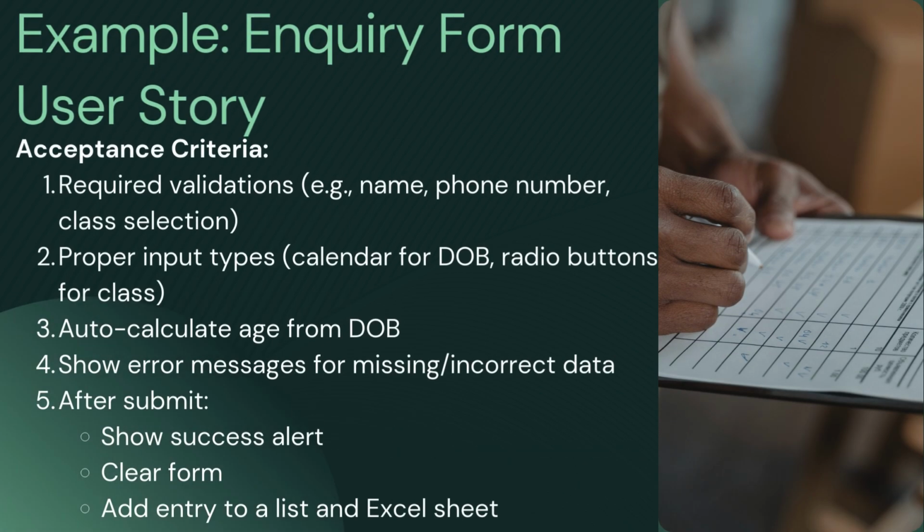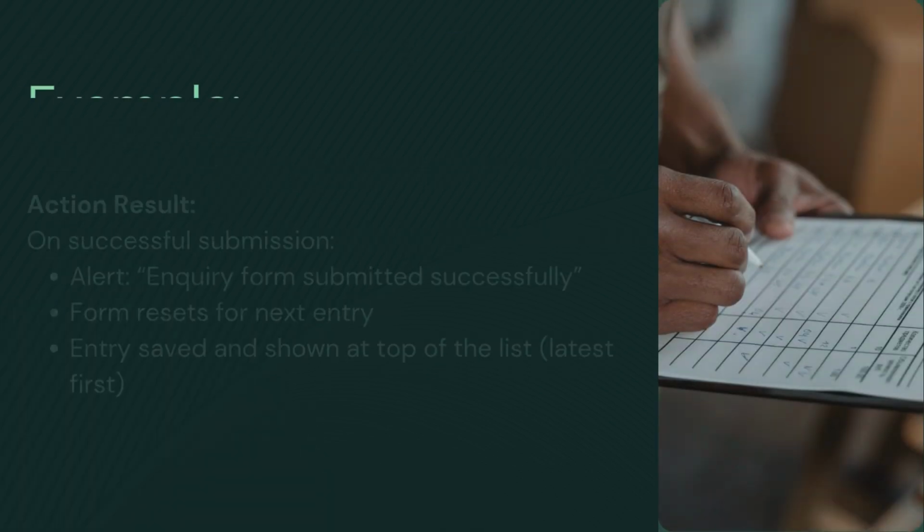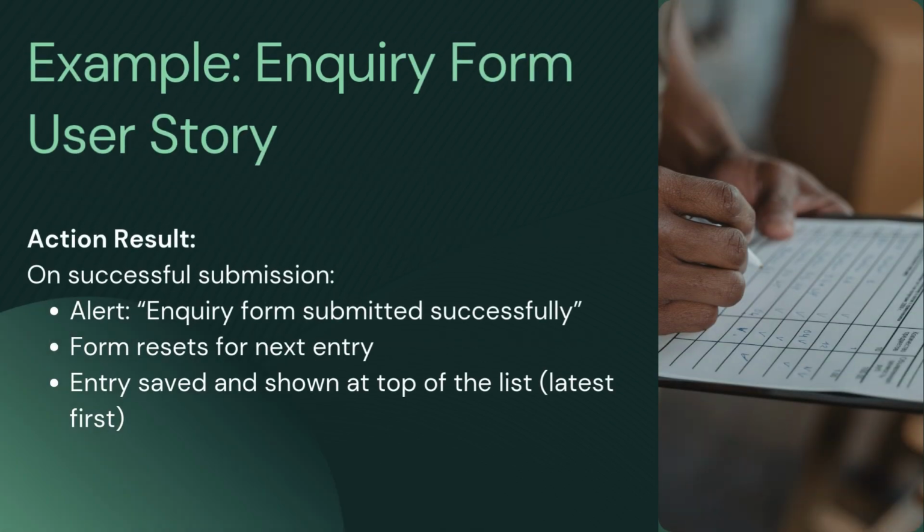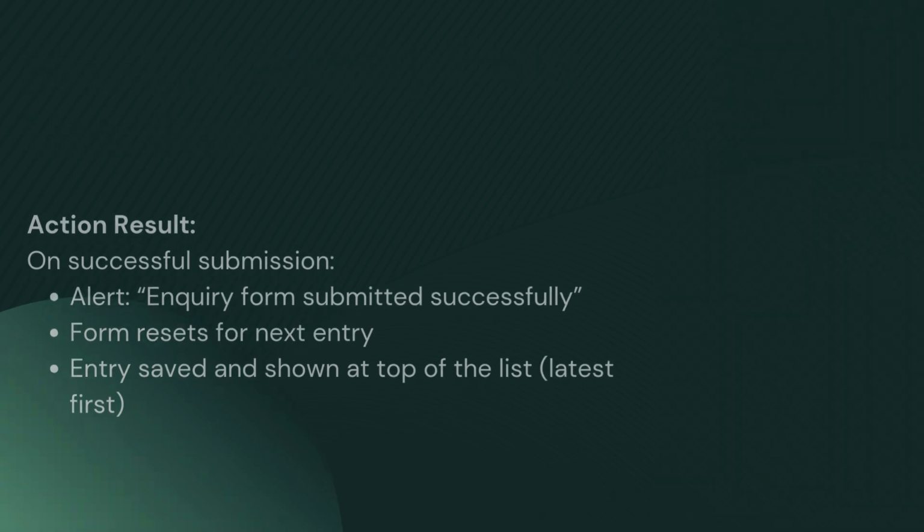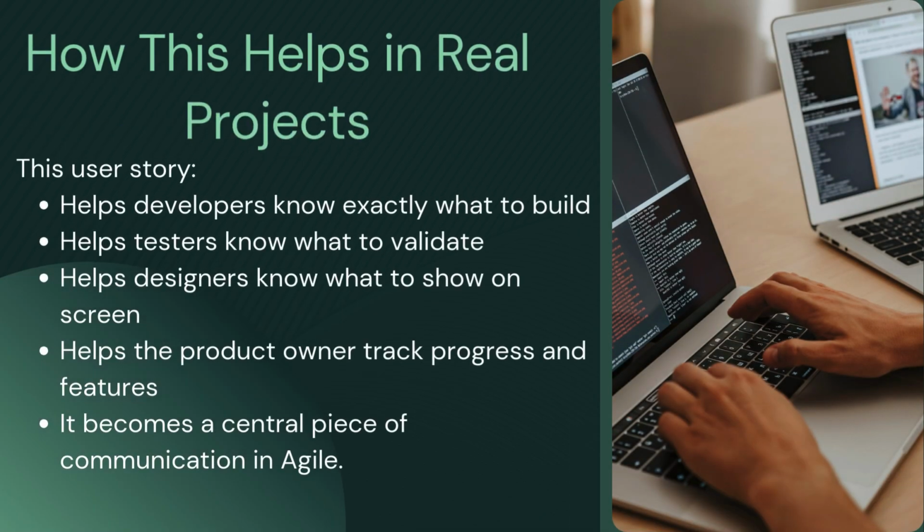The acceptance criteria include checks for required fields, correct date and phone formats, and displaying error messages when something's missing. Once the form is submitted, it should show a success message, reset the form, and add the data to an Excel sheet and list view. That's your full user story, from requirement to action result. So, how does all this help in real software projects?